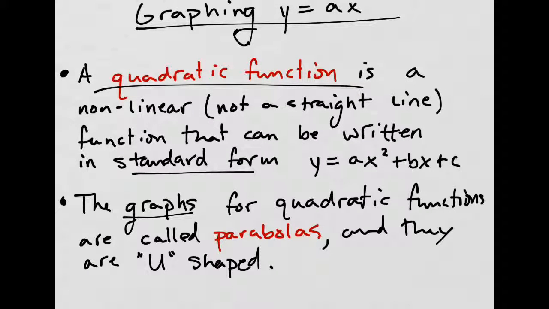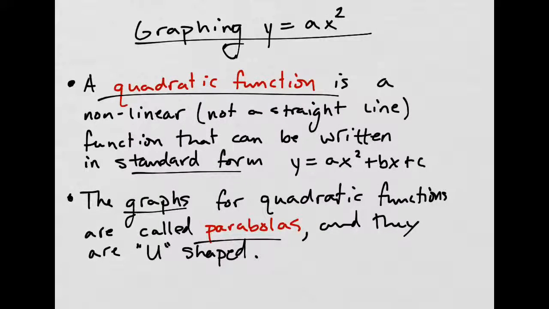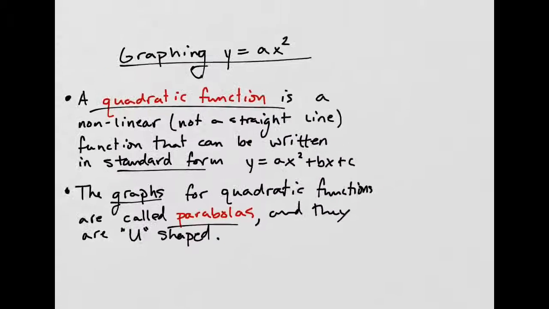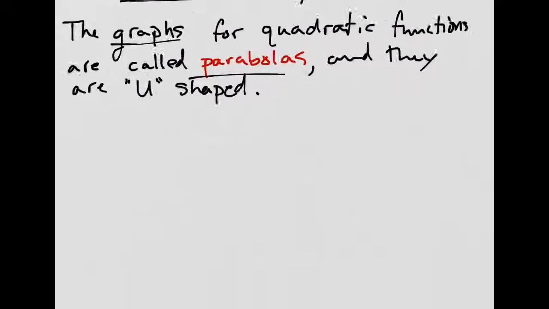So the graphs of quadratic functions are called parabolas. So those are the key terms for this. And we're going to talk about the characteristics of a quadratic function. What do they look like? How do we talk about them? That's what we're going to look at next. So make sure you have that copied down, and then we're going to move on.